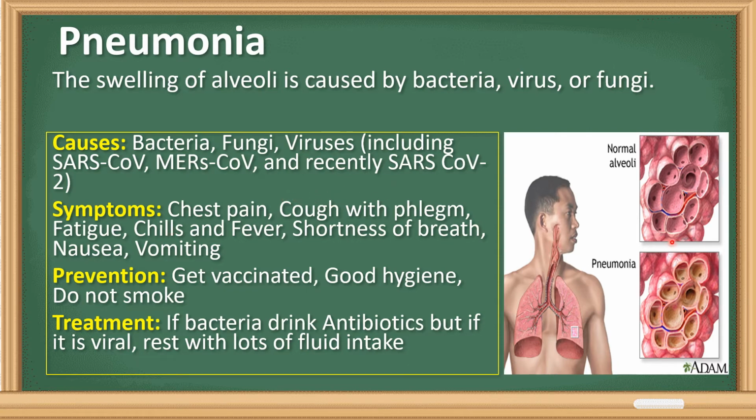What are the symptoms? We have chest pain, cough with phlegm, fatigue, chills and fever, shortness of breath, nausea, o pag parang ikaw ay naduduwal, and vomiting. Nahihilo dahil sa pagduduwal yung nausea and vomiting. Prevention. We can avoid having this kind of disease if we get vaccinated. There's a pneumonia vaccine that's available now in the market. Good hygiene and most especially do not smoke.